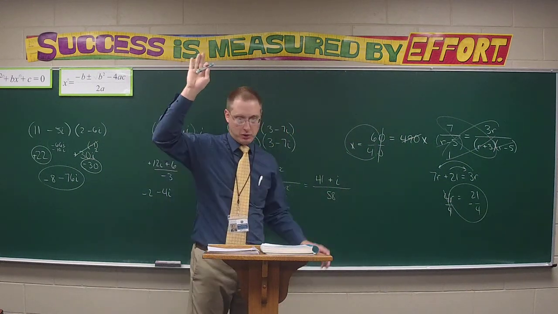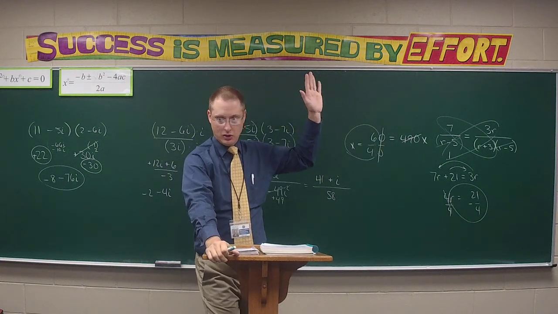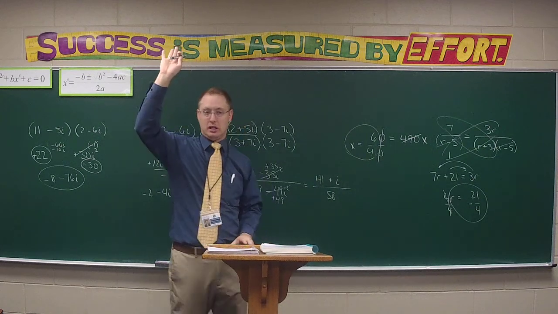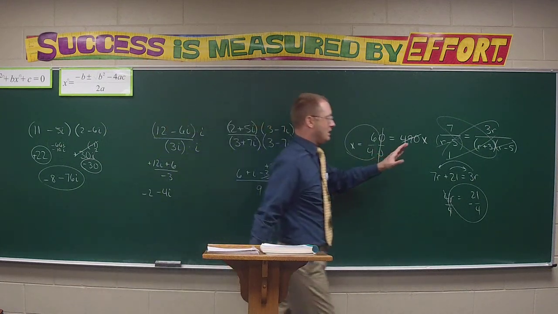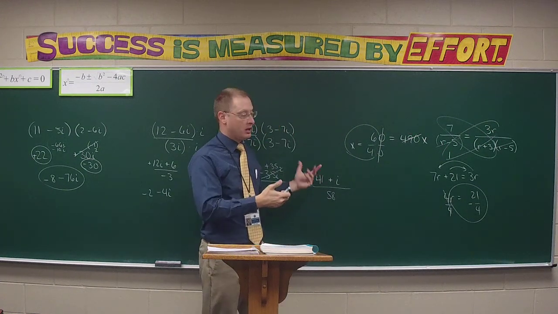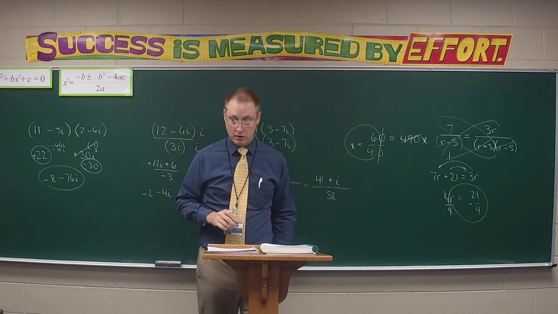How many got negative 21 fourths? Anyone also get 5 and forget to say it couldn't equal 5? Questions on that? How many saw the canceling? How many just went ahead and distributed the 7, distributed the 3r, worked with the quadratic, and allowed the 2 answers to come up? All right, that's not a problem. Questions?